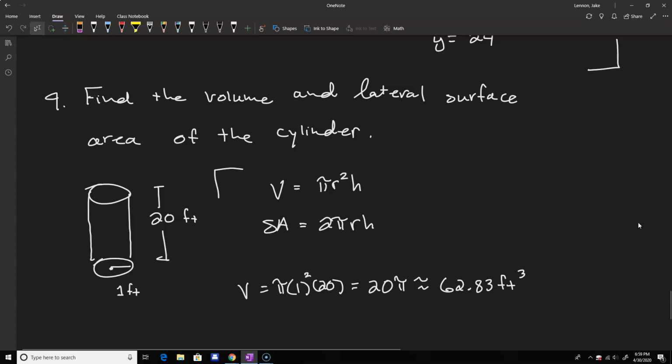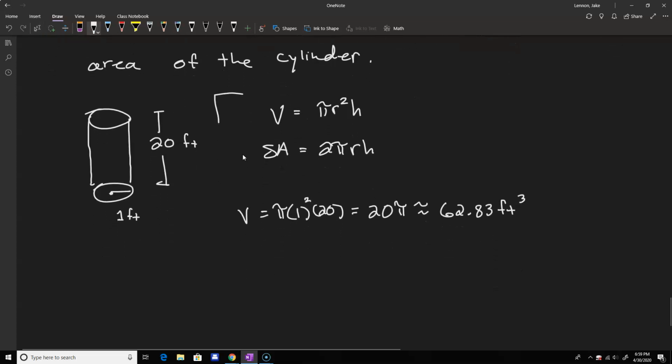And if we do the lateral surface area, so I guess I should put LSA there for lateral surface area. Our lateral surface area will be 2 times pi times our radius of 1 times our height of 20. So this would come out to 40 pi. But since it's a surface area, this is only going to be in feet squared. So 40 pi would actually just be double our previous answer.